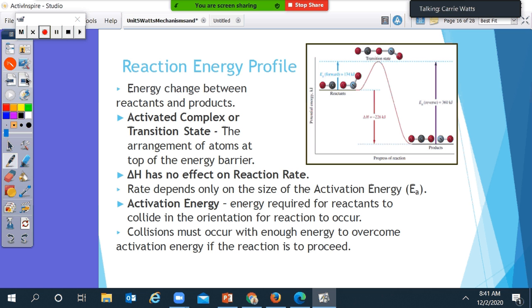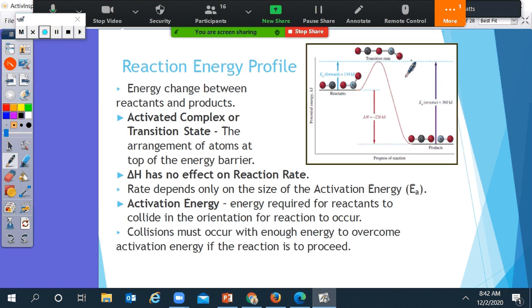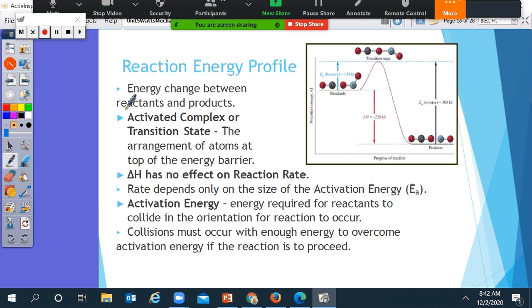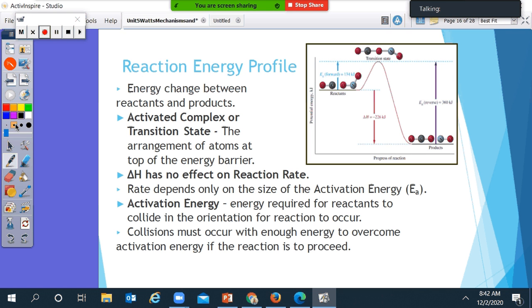Okay. Now let's talk about what's called the reaction energy profile. We talked about this in honors as the potential energy diagram. This is one that we looked at in honors. Let me see if I can make this a little bigger. It's a little small. Well, we'll just see if we can take a look at it.